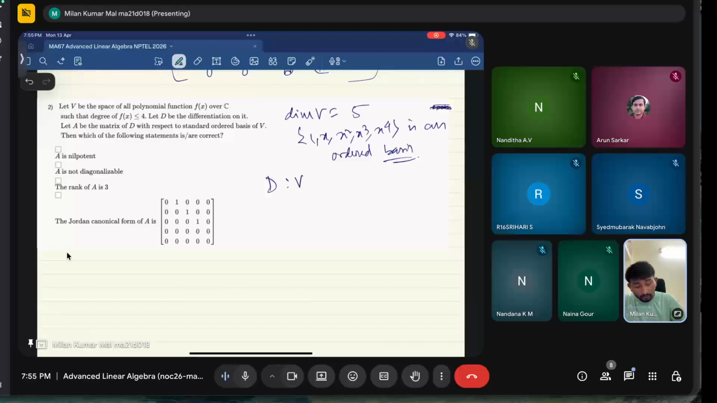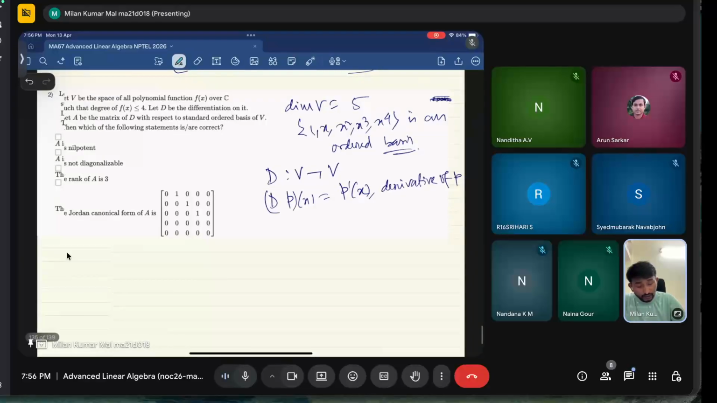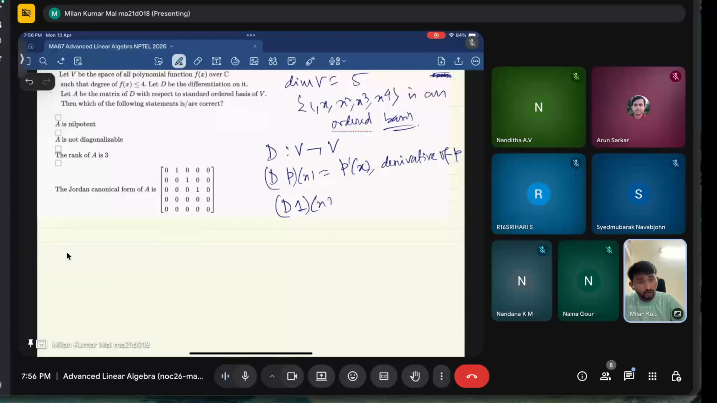D is the operator from V to V, and D maps P at the point x to P dash x, that is the derivative of P with respect to the variable x. Now, if we apply D to 1, that is 0. D of x is 1. D of x square is 2 times x. D of x cube is 3 times x square, and D of x to the power 4 is 4 times x cube.